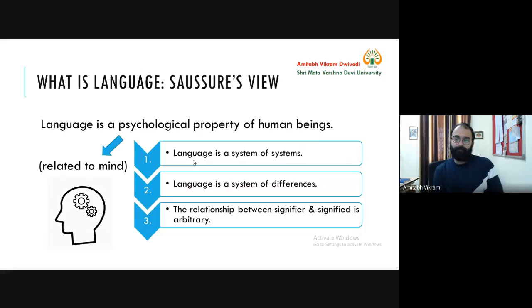Now, these three statements are quite important, not only because they deal with the philosophy of linguistics, but also because they highlight the essence of Saussurean works. So you need to understand them with proper examples, and you need to know who has said what. Language is a system of systems, language is a system of differences. The relationship between signifier and signified is arbitrary. These statements are made by Ferdinand Saussure.